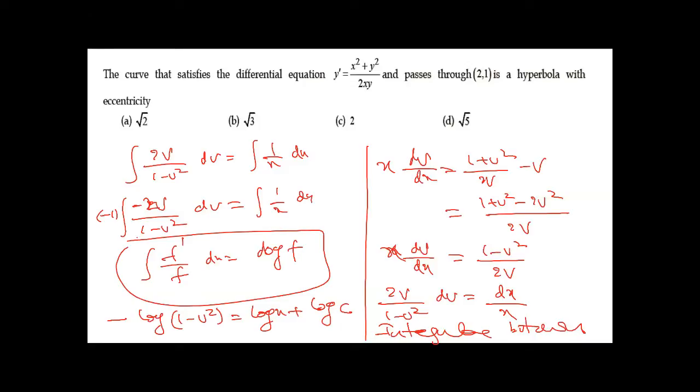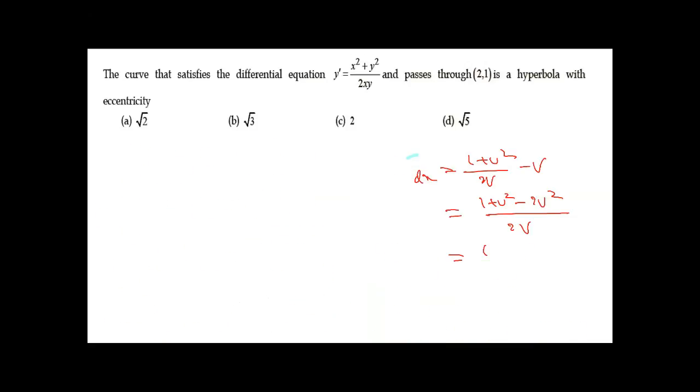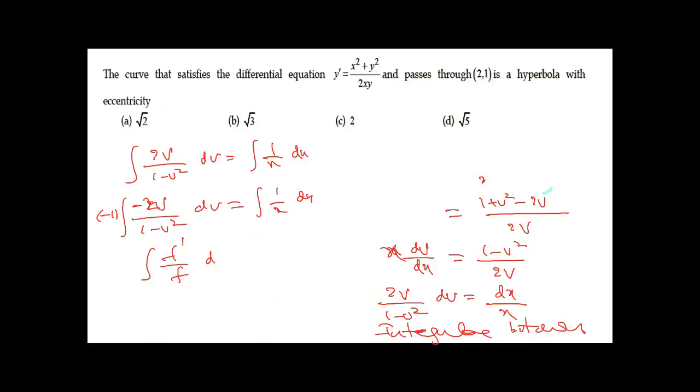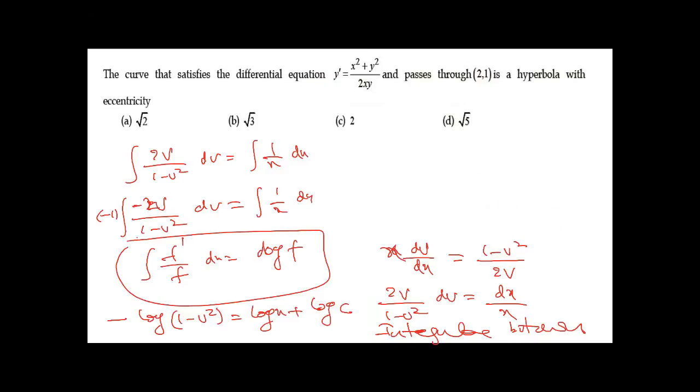Now you have to simplify this one. So f dash by f integrates to log f. We have the formula f dash by f is log f only. Now here, minus log 1 minus v square equal to log x plus log c. Log a plus log b is log ab, so log xc. So this will be minus log, meaning log of 1 by 1 minus v square, equal to log xc.